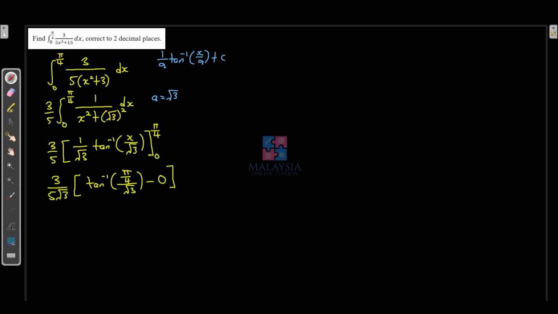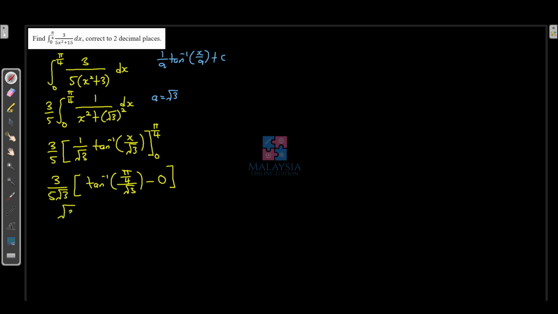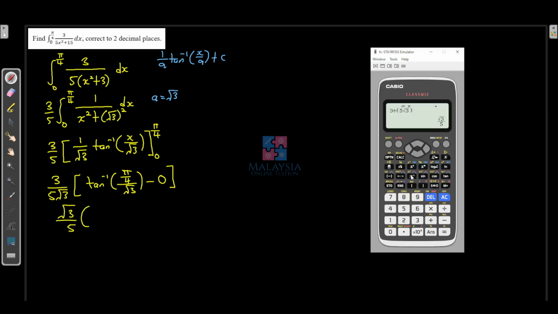Okay, so this is going to be 3 square root 3 over 15. Okay, I think that is going to be square root 3 over 5. Wait, 3 divided by 5 square root 3. That is going to be, yeah, square root 3 over 5. And then what's the value inside here? Okay, because they said correct to 2 decimal places, right? Tan inverse of pi over 4 divided by square root 3.